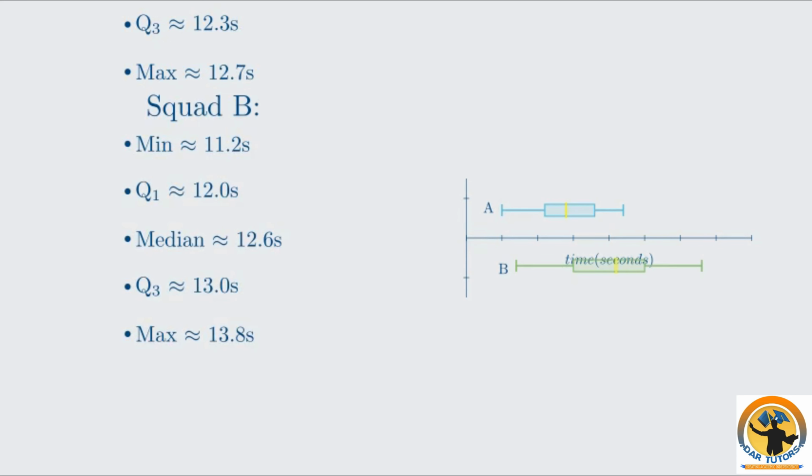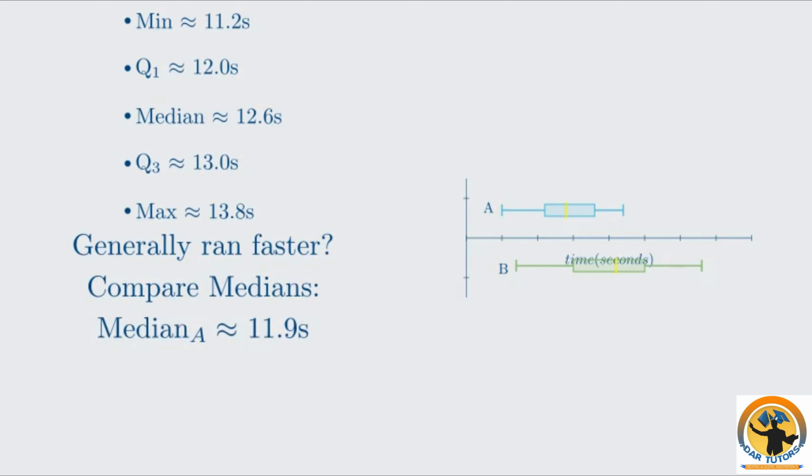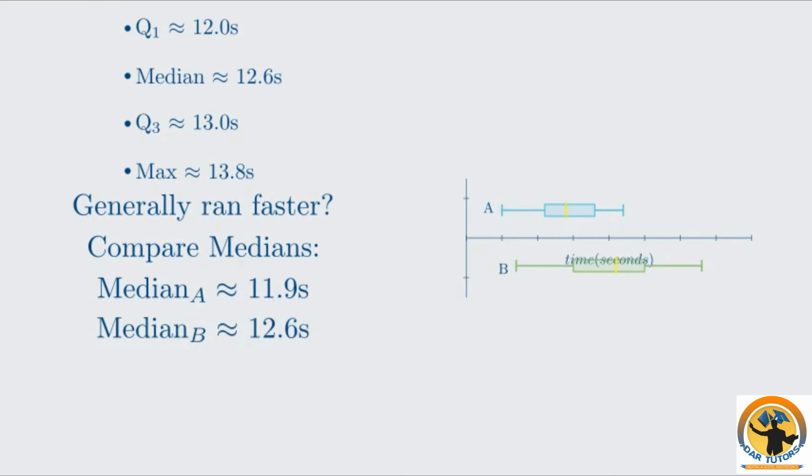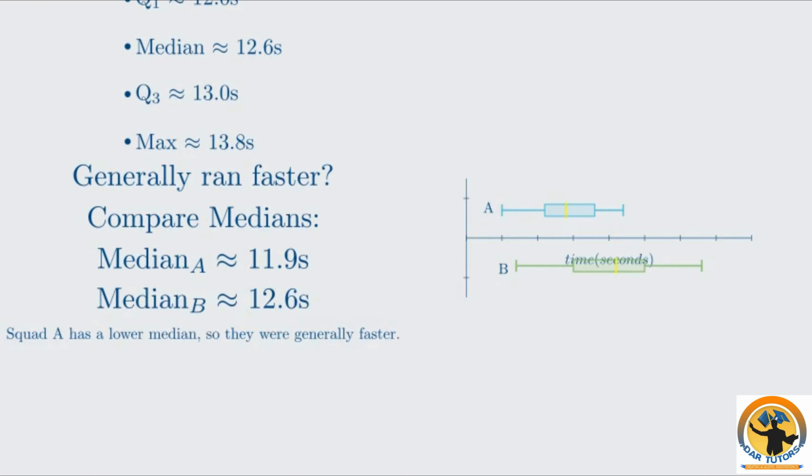Now let's compare them. Which squad generally ran faster? To determine who is generally faster, we look at measures of center. Comparing the medians, 11.9 for Squad A is less than 12.6 for Squad B. A lower time means a faster speed.